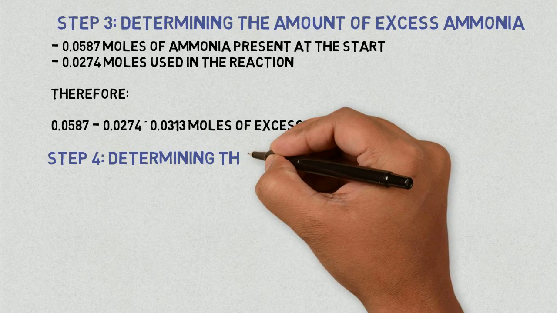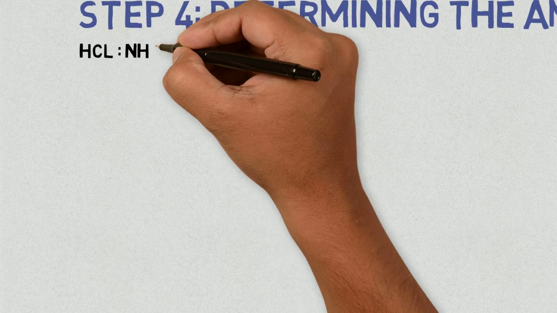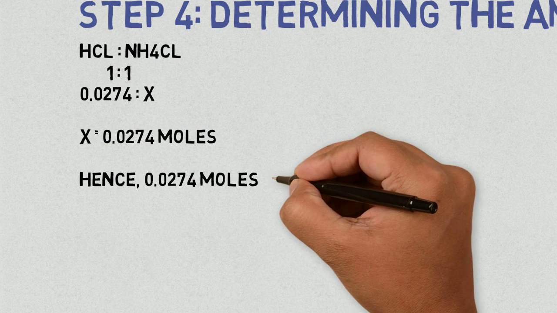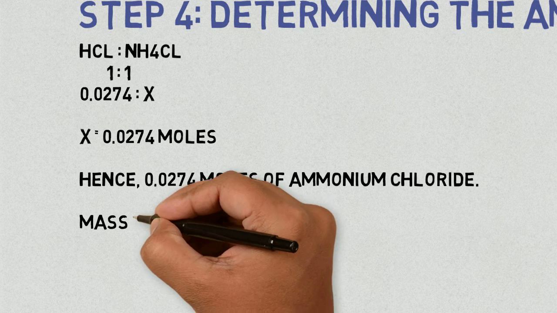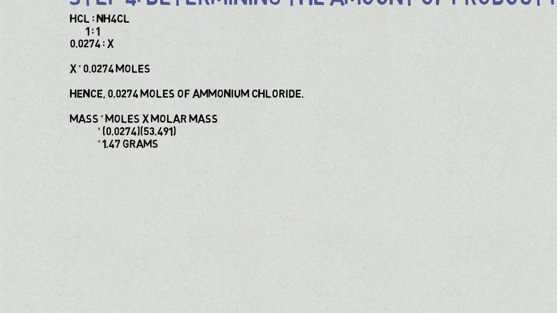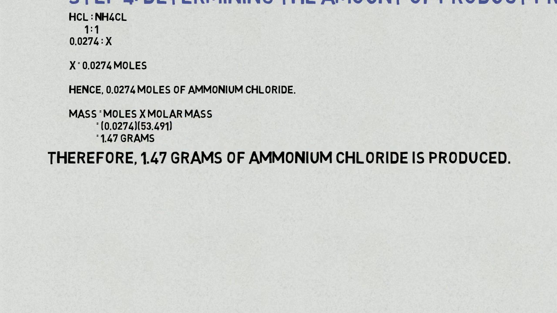The final step is to find the amount of product of ammonium chloride that was produced. So here we just make a multiple ratio between the hydrochloric acid, which is the limiting reagent, and the product, which is ammonium chloride. Since the coefficients are both 1, it's a simple multiple ratio, so we can determine that there are 0.027 moles of the product, and then we just multiply by the molar mass, and we get 1.47 grams of the final product of ammonium chloride.